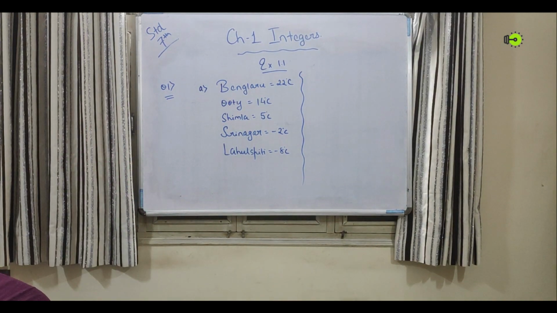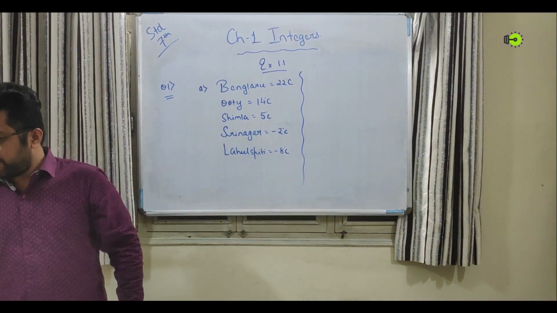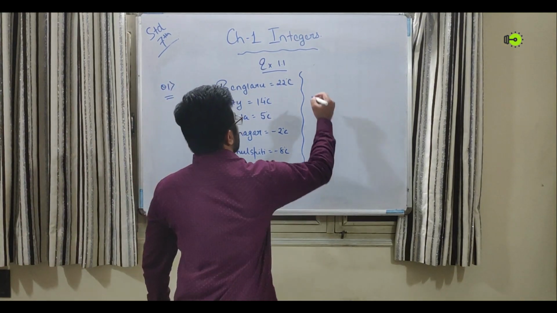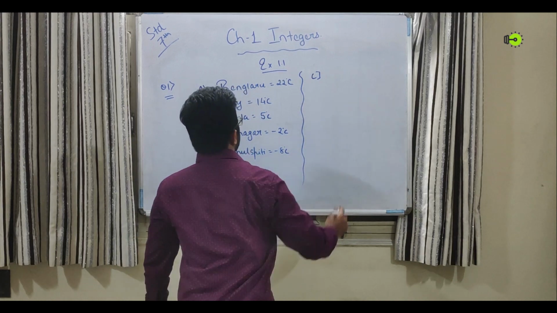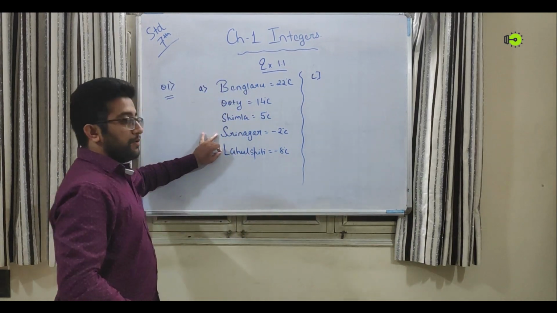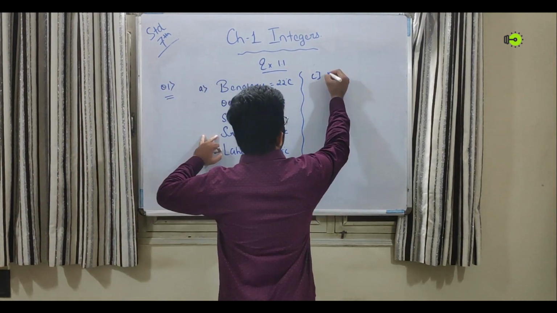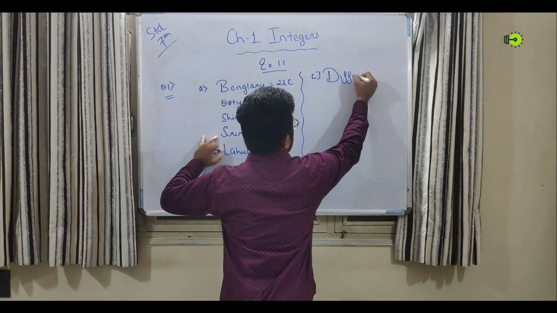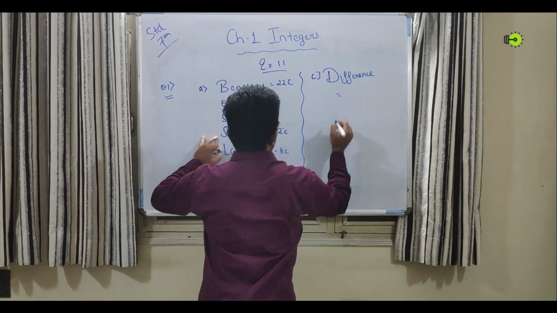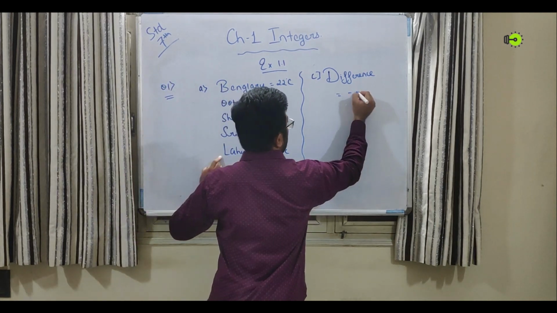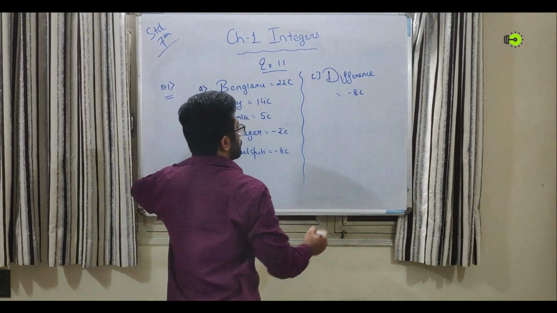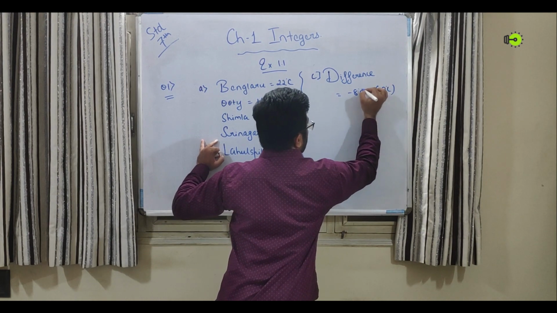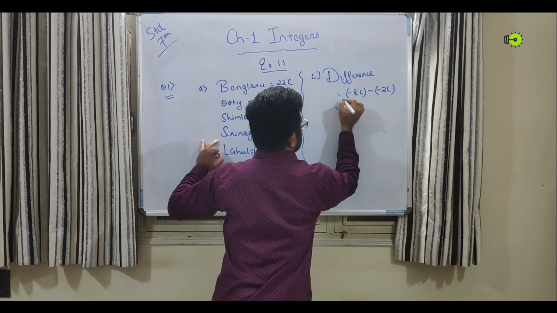Point number 3: what is the temperature difference between Lahul Spiti and Srinagar? They are asking you the temperature difference between Lahul Spiti and Srinagar, so we have to subtract. Difference between Lahul Spiti, that is minus 8 degrees Celsius, and Srinagar, that is minus 2 degrees Celsius. We will put up the brackets because it is minus.